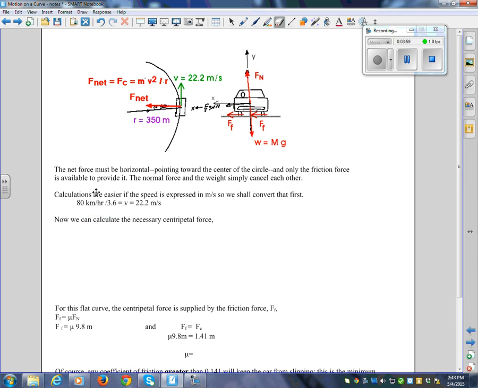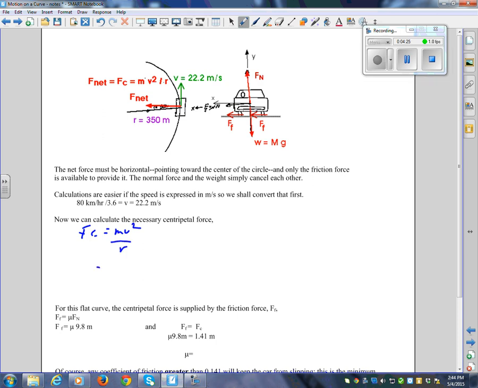The net force must be horizontal, pointing toward the center of the circle, and only the friction force is available to provide it. The normal force and the weight simply cancel each other out. Calculations are easy if the speed is expressed in meters per second, so we do that first. Okay, and now we're going to do the calculations. Okay, so I guess I'm the only one that has to write this out. So this is just on a no bank. On an unbanked curve, Jason.